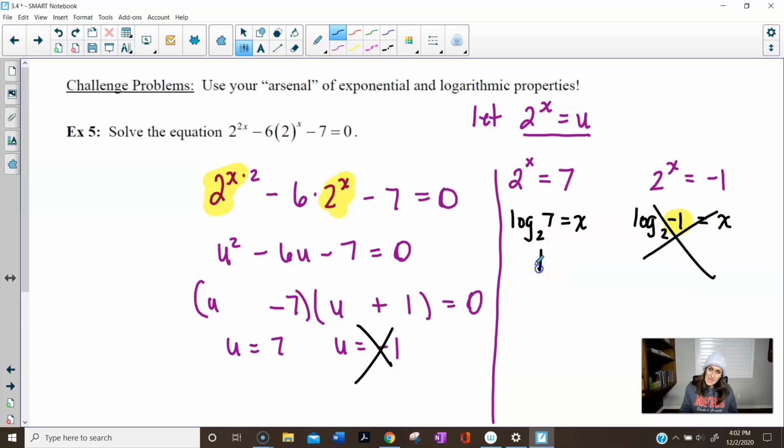You could leave it like that. If you wanted to, you could use change of base, log 7 over log 2, or you could throw it into your calculator for a decimal. I prefer this right here.